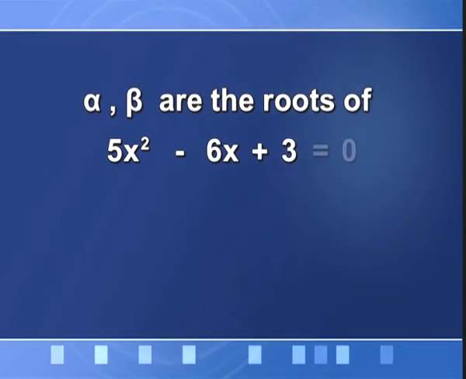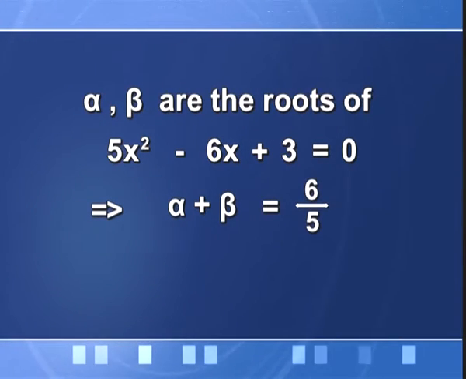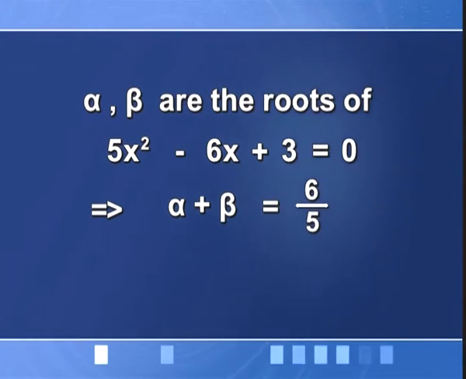If alpha and beta are the roots of this equation, then alpha plus beta is 6 over 5, minus the coefficient of x divided by the coefficient of x square.